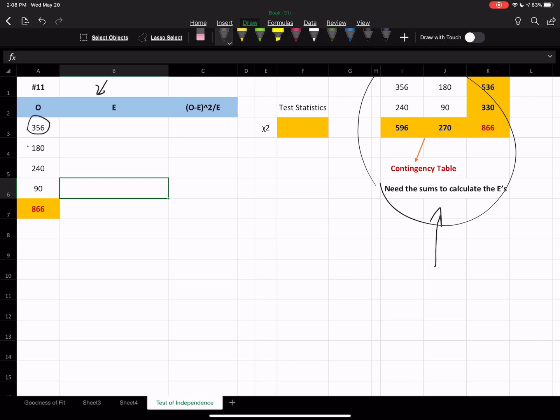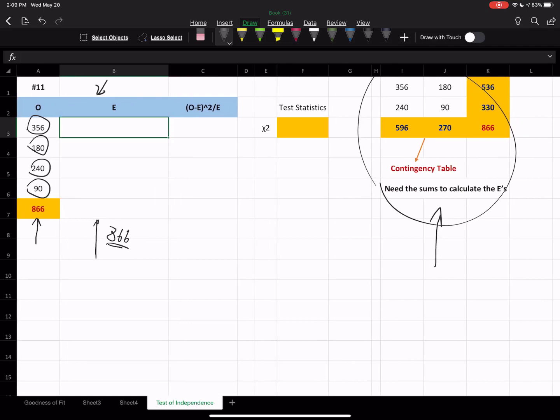I've written my O's here, and I've added them up. They add to 866. And remember, when you find the E's, all your E's must add up to 866 as well, for you to know you've done it right. And then I'll figure out all the O minus E squares. I'll add them up, and that'll give me the test statistic. Well, let's see how I'm going to do that.